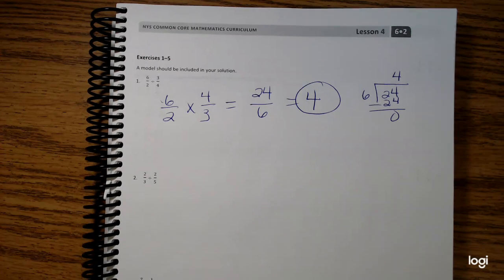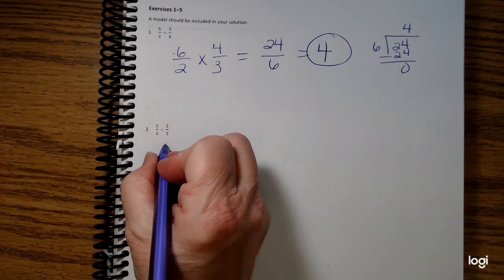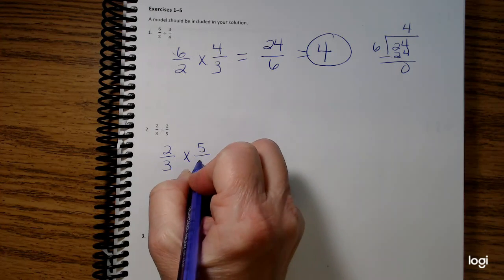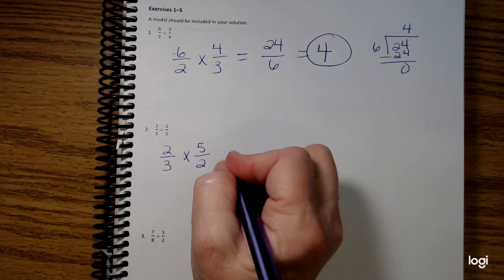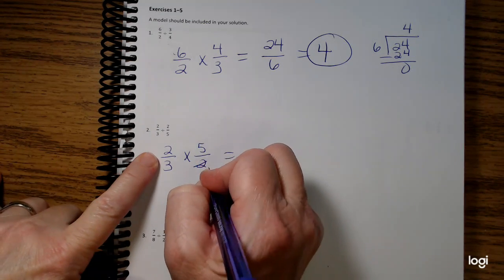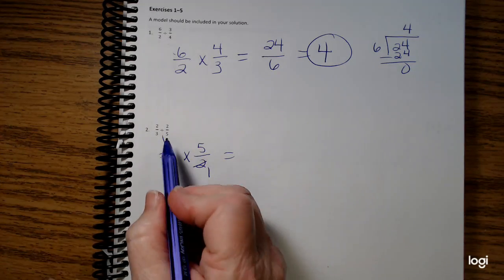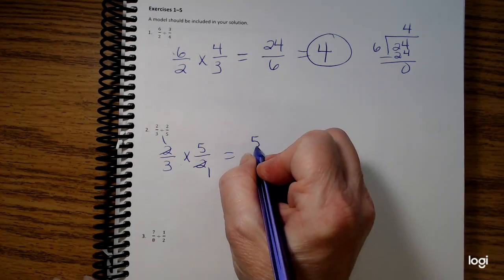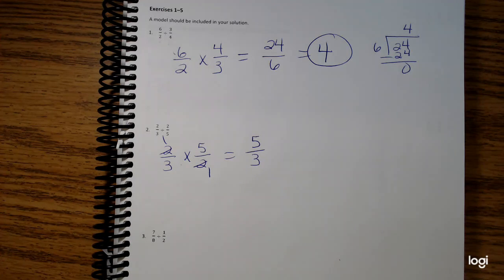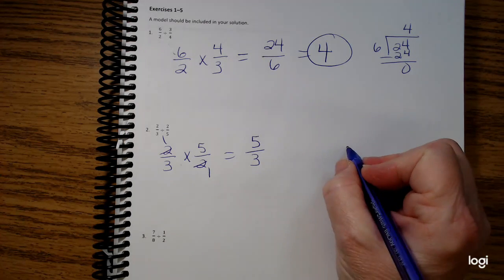Okay, let's try the next one. Keep, change, flip. Oh, look at this. I see a number on top and bottom I can reduce this time. Look at this. 2 goes into 2 once, and 2 goes into 2 once. 5 times 1 is 5, and 3 times 1 is 3. I still have to do some division though, because this is still top heavy.